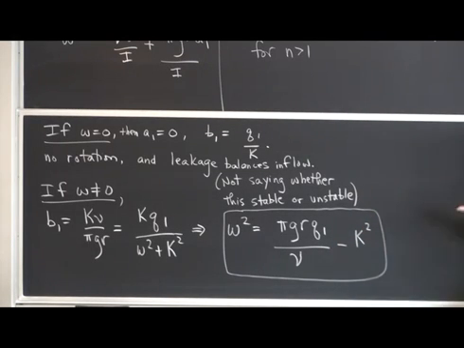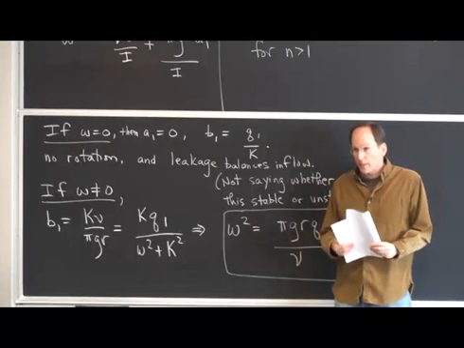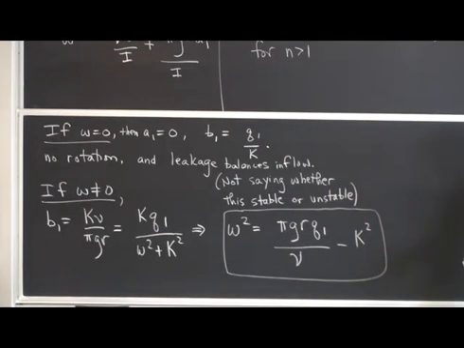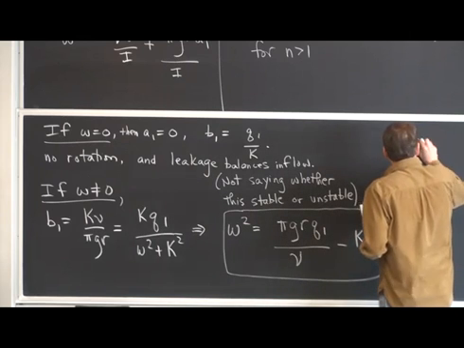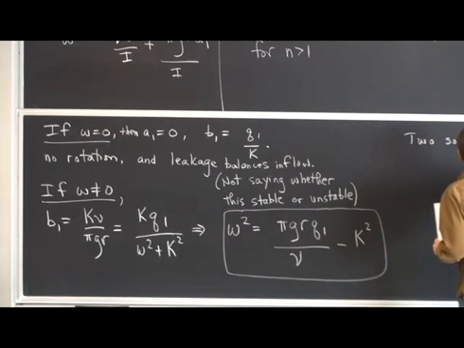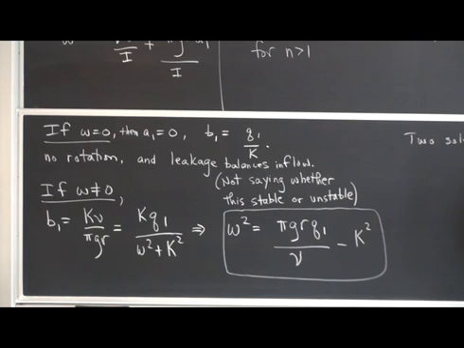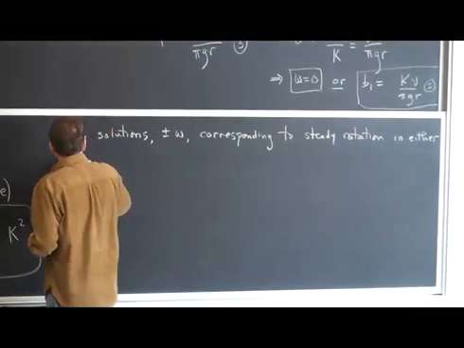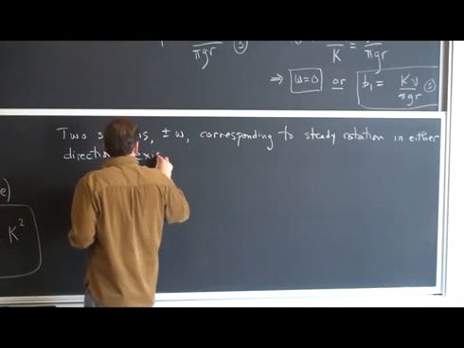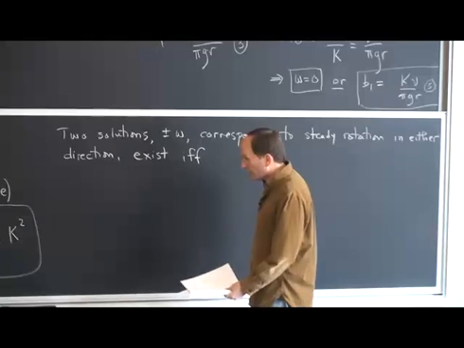And you'll notice that, in fact, it's not an expression for omega, but omega squared, which is to say if omega is a solution, so is negative omega, which means it can rotate just as well in one direction as the other. Plus or minus omega are both solutions. Now, except that this expression on the right might be negative, right? So that's a case where you wouldn't have this solution. And so these two solutions, plus or minus omega, corresponding to steady rotation in either direction, exist if and only if the right-hand side is positive.